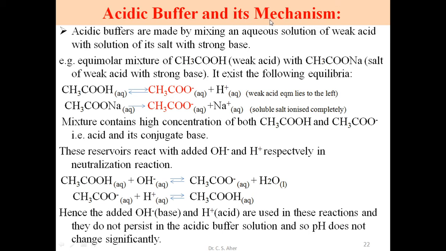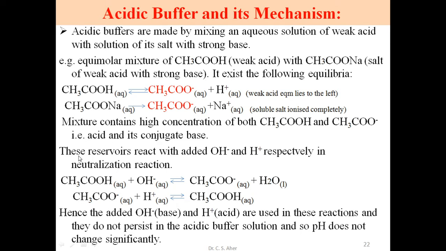How does it work? That is its mechanism. This mixture contains a high concentration of both acetate ion and acetic acid, that is, the acid and its conjugate base, in larger quantity. Due to the common ion effect, the dissociation of acetic acid is suppressed, so its concentration is high, and due to the strong electrolyte salt, the acetate ion concentration is also high. So both concentrations are high.